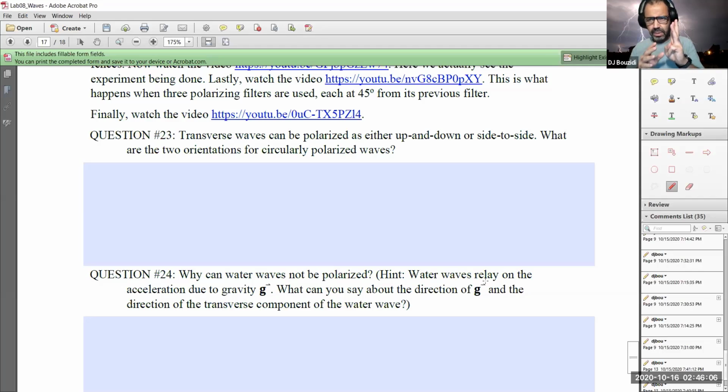So three things: properties, types, and interactions of waves. So we explored everything that has to do with waves today. Okay, any questions?